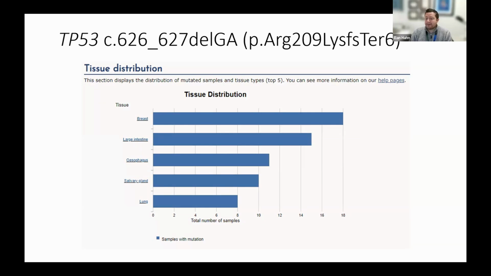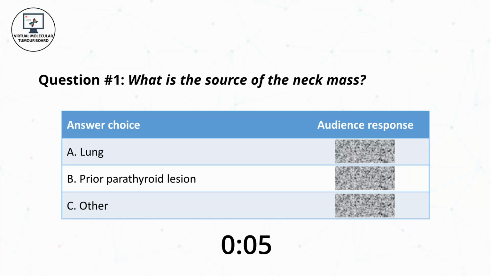And TP53 in parathyroid carcinomas is obviously much less common and less studied, but is present in around 40% of parathyroid carcinoma cases. And that brings us to our first polling question. What is the source of the neck mass? Is it a lung tumor? Is it the prior parathyroid lesion? Or is it something else?